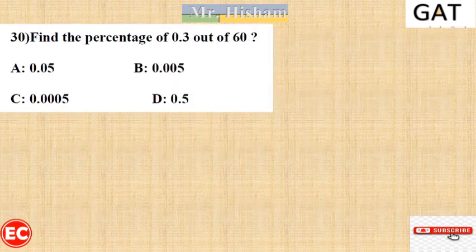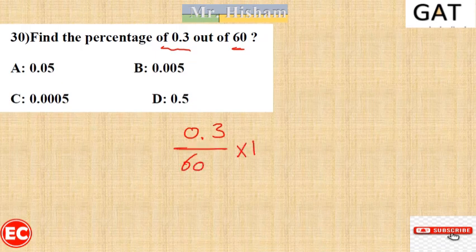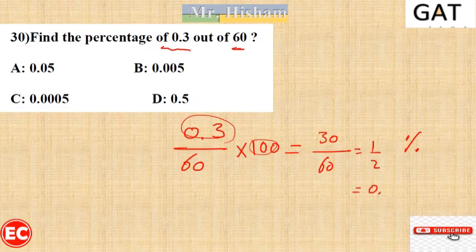Question number 30. Find the percentage of 0.3 out of 60. It means 0.3 divided by 60, and I need to multiply the answer by 100 so I can find it as a percentage. First, 0.3 times 100 is 30, and 30 over 60 is equal to half. So it's 0.5%.